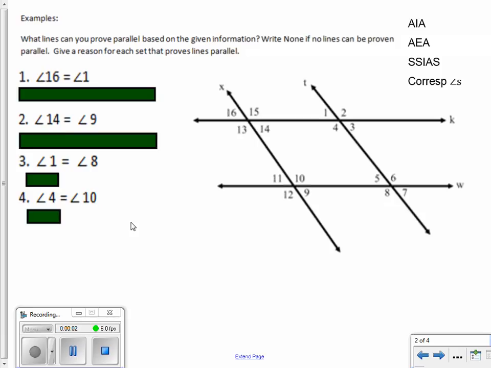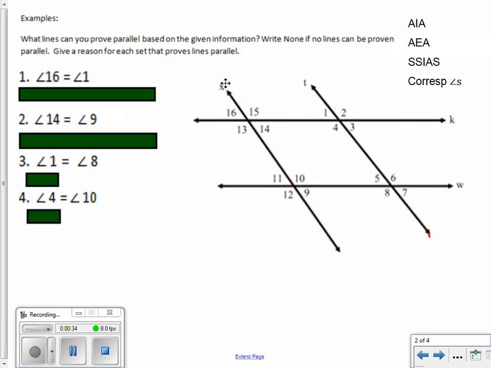For our second video, we're going to go over some examples here. In this case, we have a figure that has line X going right like this, line T going down like that. We also have line K, which goes across this way, and we have line W. Those lines crisscross each other, and it makes 16 different angles. Each one has been labeled there in place.